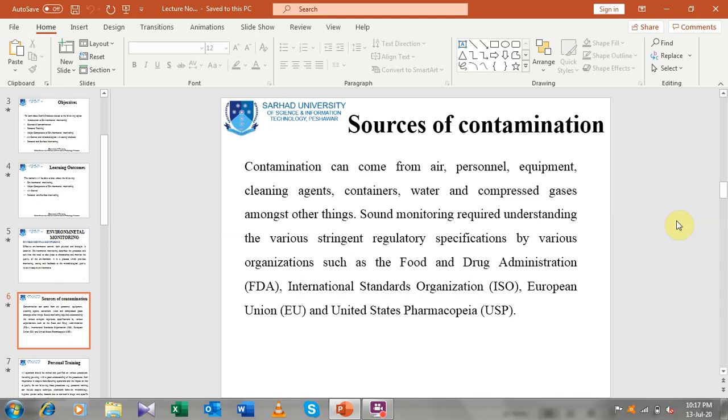Water as well as compressed gases, among other things, are also sources of contamination in the product. Sound monitoring requires understanding the various stringent regulatory specifications. There is a close determination and close monitoring, and we should understand the various regulatory specifications and standard operating procedures by various organizations, such as the FDA, that is the Food and Drug Administration, and ISO, that is the International Standard Organization.